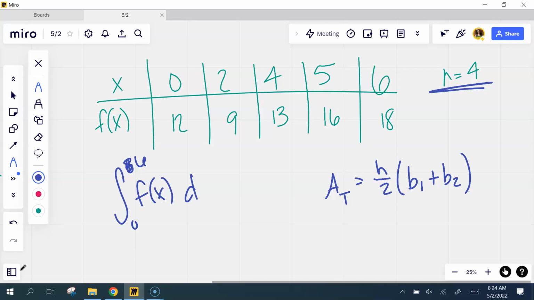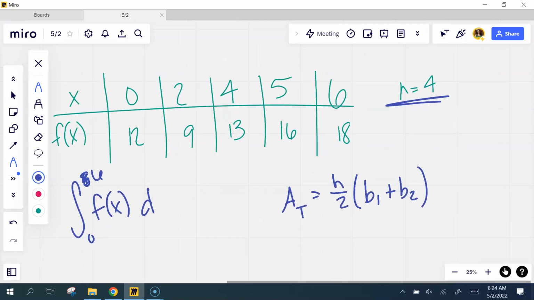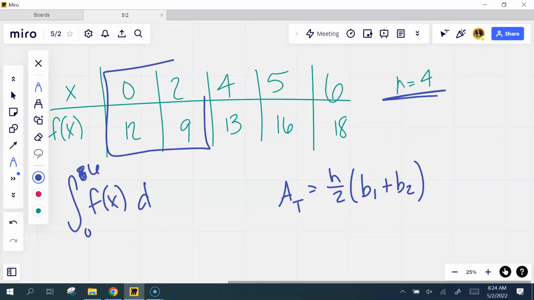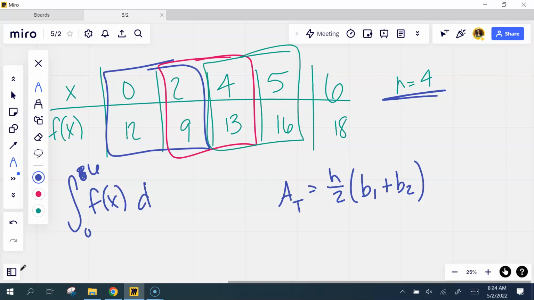Are y'all with me? So if you look, here's trap 1, 2, 3, 4.